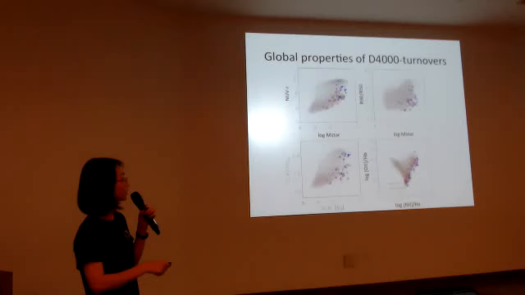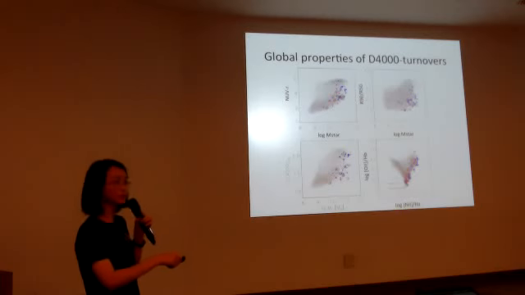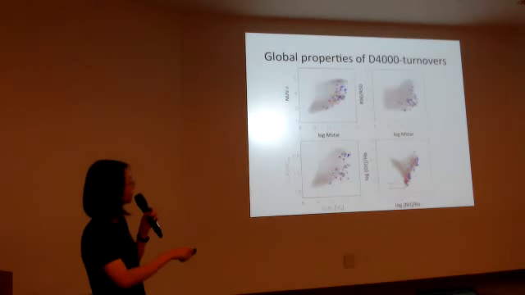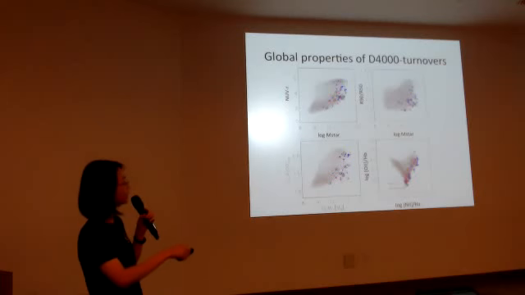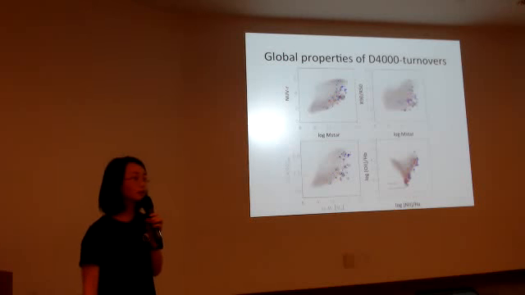If you are interested, here is a central BPT diagram, and the symbols with larger black circles are turnovers. Quite a fraction of them are central star formation, and several of them are located in the LINER region.